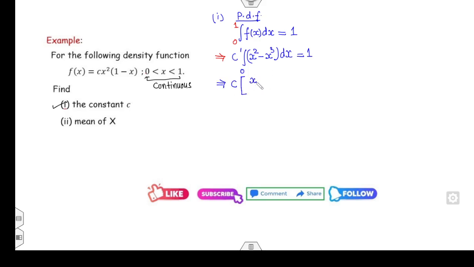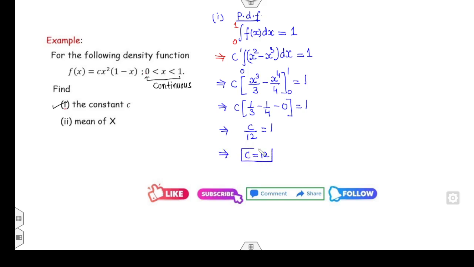So if you integrate them, it is x cube over 3. X cube integration is x to the 4 over 4 from 0 to 1. If you substitute the value, this answer will be 1 over 3 minus 1 over 4. If you substitute the lower limit, it is 0. So now you can take the LCM. It is c over 12 is equal to 1. Hence, the c value will be 12.